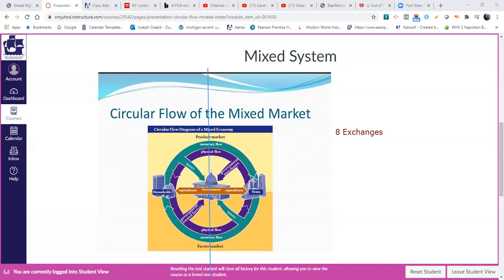In the product market, we have finished goods and services flowing to households and households paying for those finished goods and services. So if you look at, right, you have 1 exchange here, 2 exchanges, 3 exchanges, 4 exchanges, just like a market system. But then you have 5, 6, 7, 8. You're going to have a minimum of 8 exchanges in a mixed system.